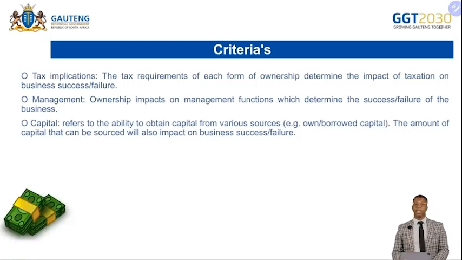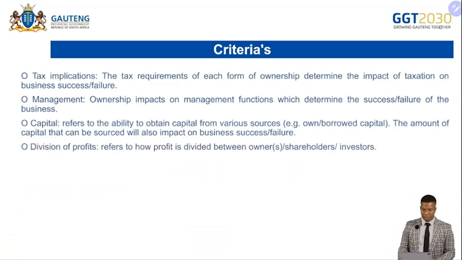Capital has to do with the money needed to start that particular form of business or form of ownership. So it refers to the ability to obtain capital. Some forms of ownership would allow the owners to get capital very fast. Hence we say it refers to the ability to obtain capital from various sources, e.g. owned or borrowed capital. The amount of capital that can be sourced will also impact on the business success or failure. We know that a sole trader is a very small business which can have difficulties getting capital, but companies can get more money when it comes to running their operations.